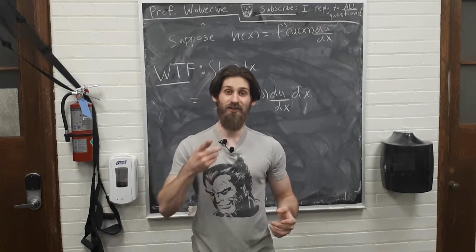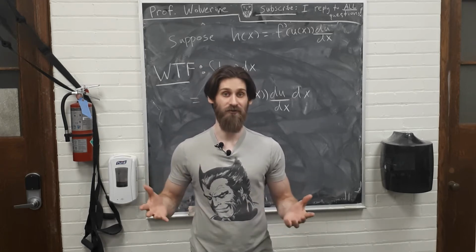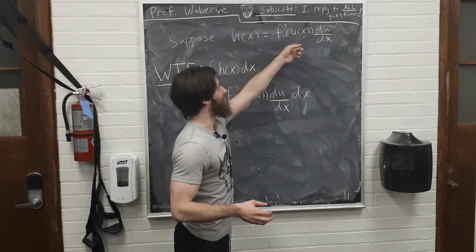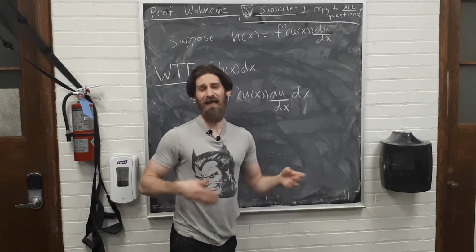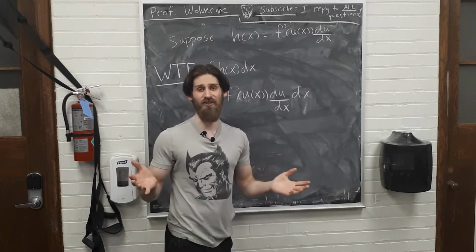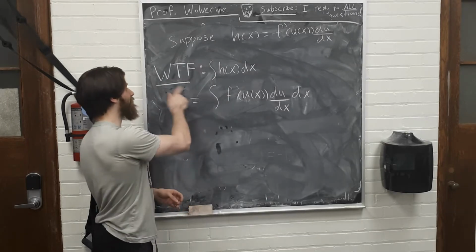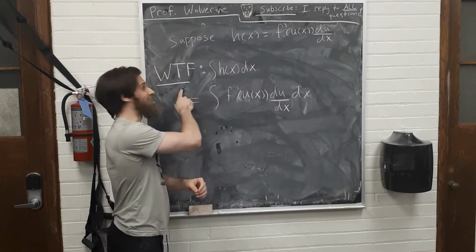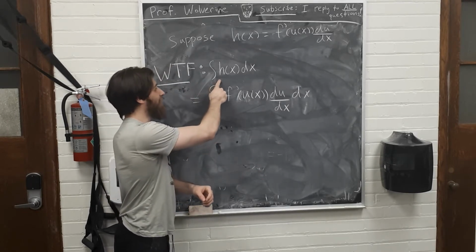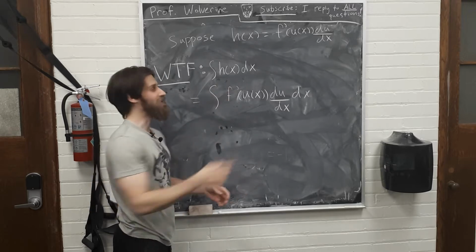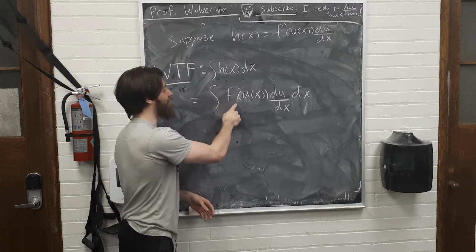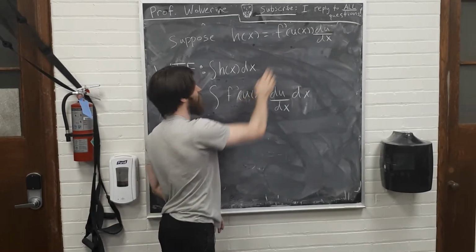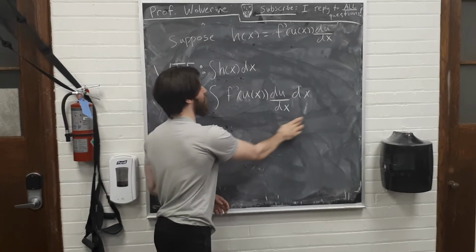Okay, so now I'm going to explain to you why U-Substitution is like reverse chain rule. So, suppose h of x is equal to f prime of u of x times du over dx, where h, f, and u are just some functions. Now suppose we want to find the integral of h of x. Now the integral of h of x is equal to the integral of f prime of u of x times du over dx, just because h of x is equal to this, so of course this integral is equal to this integral.